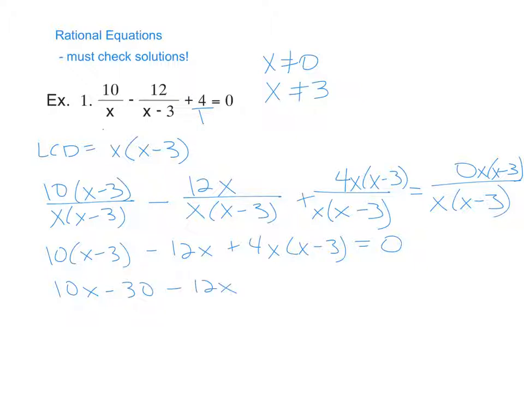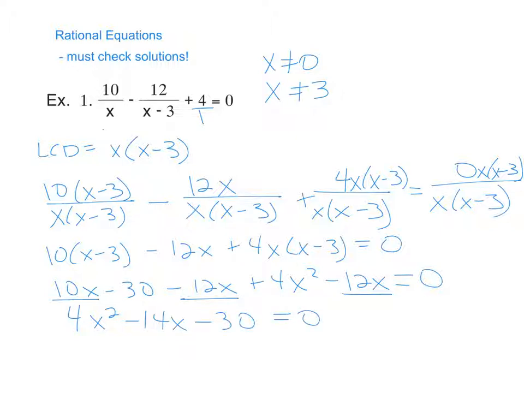So I'm going to distribute. Okay, let's keep simplifying this left-hand side. So I have 4x squared, and when I combine these three, I'm going to end up with minus 14x, and I have minus 30 equals 0. Okay. So what you're going to notice is that I have a quadratic equation. I have the x squared. I also have an x, so that using the square root property is not going to be an option here.